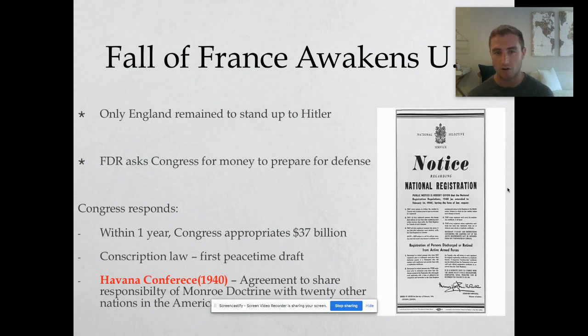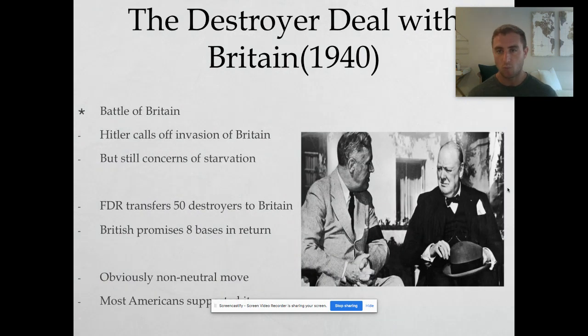FDR asked Congress for billions in the defense of the United States. Congress responds, 1 year, $37 billion in amping up protection of the United States. Conscription, meaning the first peacetime draft in our country's history, preparing for combat, and the Havana Conference saying to Latin America, you need to share the responsibility of defending the Western Hemisphere. And of course, we need to help Britain.